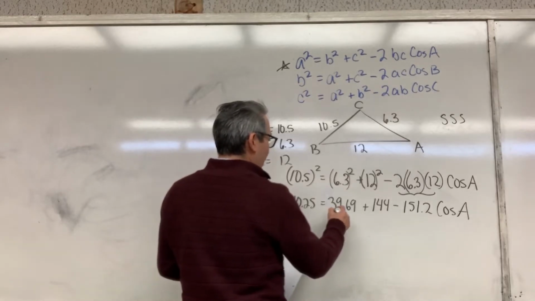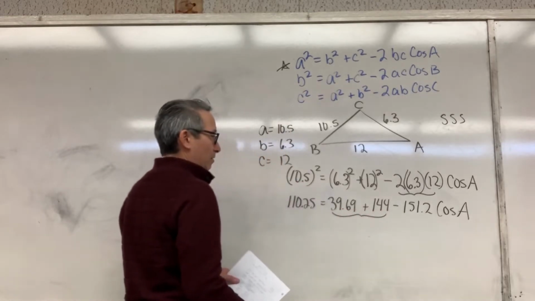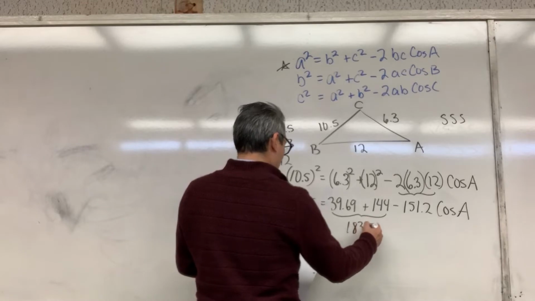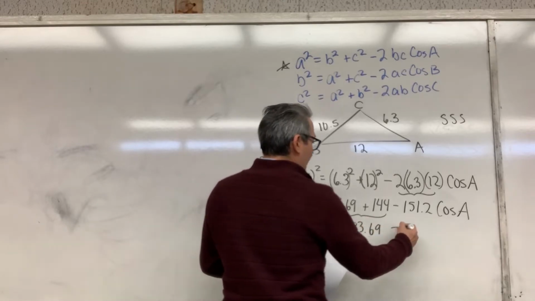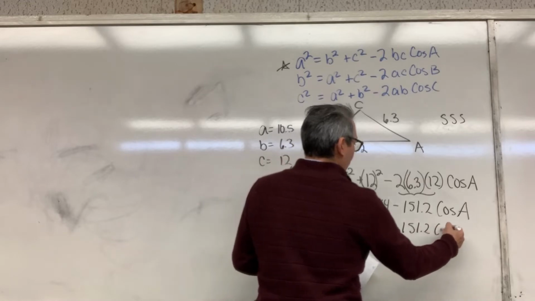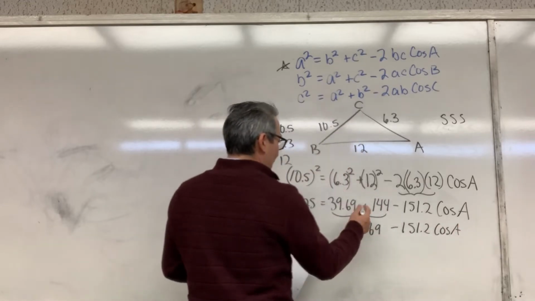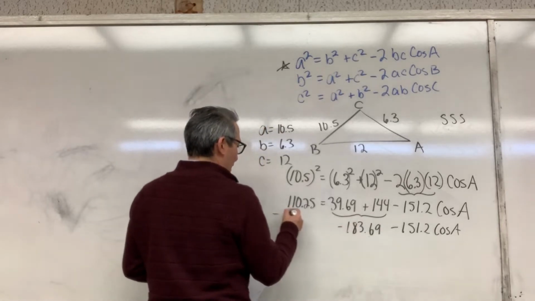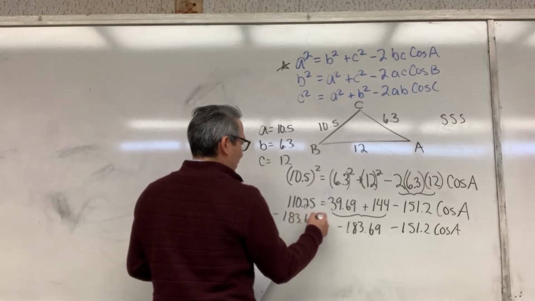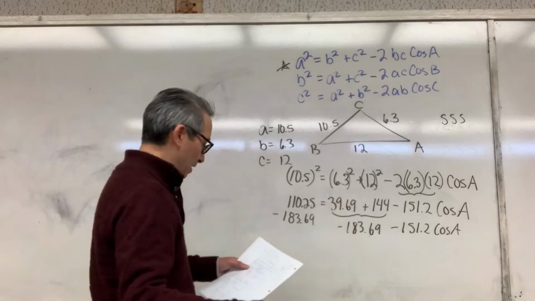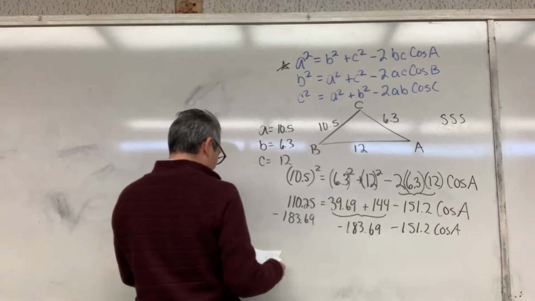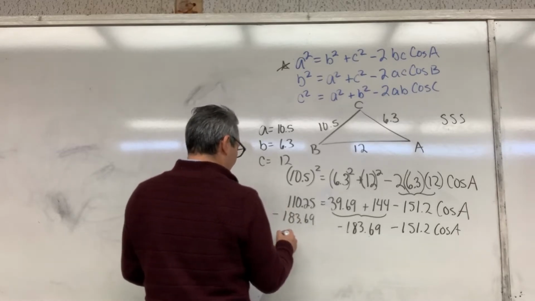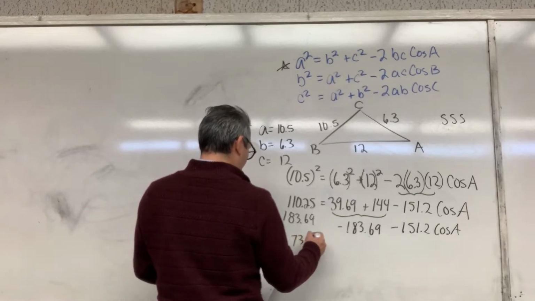Let's continue to clean this up further. I'm going to take the sum of these, and we get 183.69 minus 151.2 cosine A. And I'm going to subtract 183.69 on this side and subtract 183.69 on that side. Kind of clean the stuff up, as we said earlier. So if I do this, I'm going to end up with the following here. 110.25 minus 183.69 is going to give me negative 73.44.